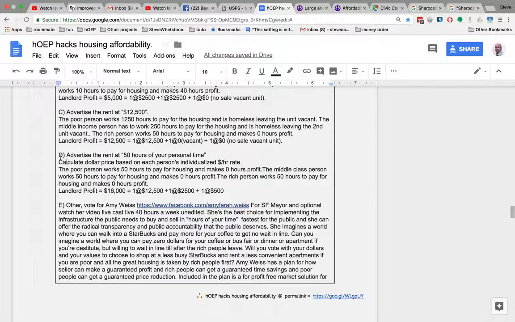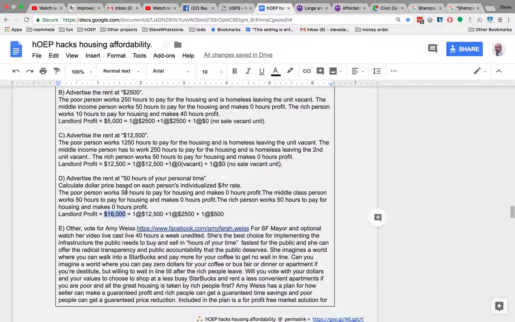Anyways, option D. Advertise the rent at 50 hours of your personal time. Calculate dollar price based on a person's individualized dollar per hour rate. The poor person works 50 hours to pay for housing and makes 0 hours profit. The middle class person works 50 hours to pay for housing and makes 0 hours profit. The rich person works 50 hours to pay for the housing and makes 0 hours profit. Landlord profit equals $16,000. That's even higher. And that's one at $12,500, one at $2,500, and one at $500.